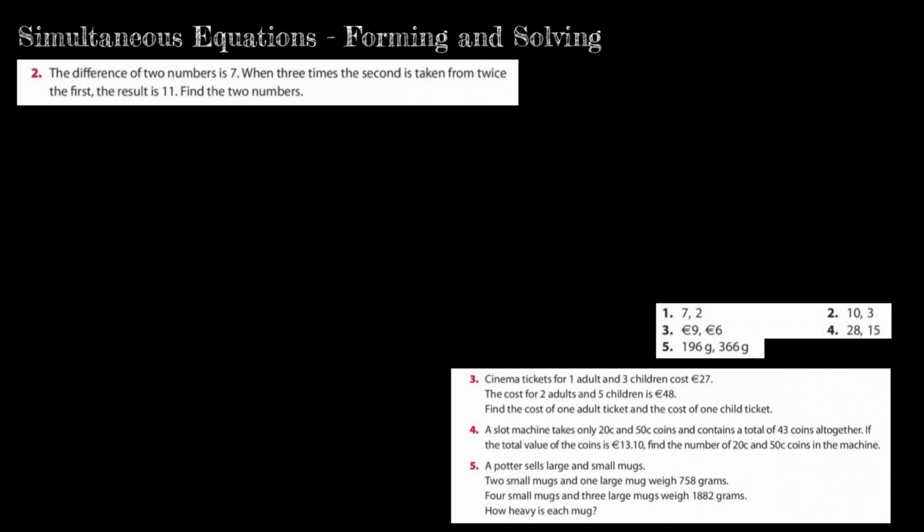Now, people tend to find these more difficult than they actually are. Just do it bit by bit, right? So we'll start off with the first part. The difference between two numbers is 7. So think about it. The difference between two numbers, that means that one number take away another will equal 7. So we'll fill that in and we'll say x take away y is equal to 7.